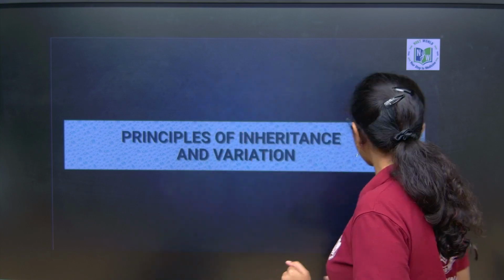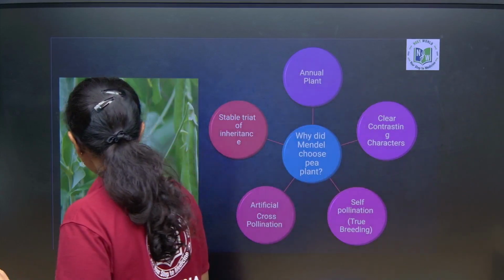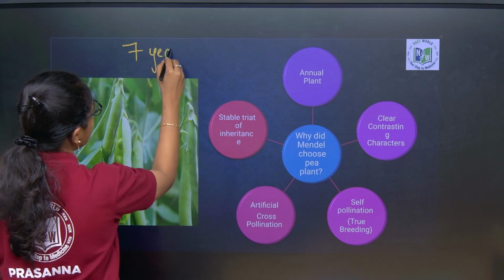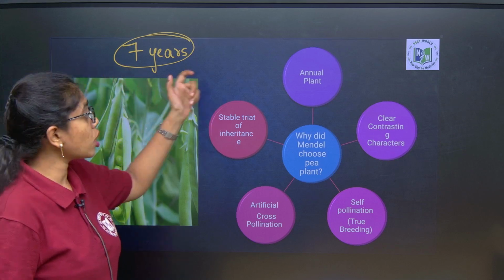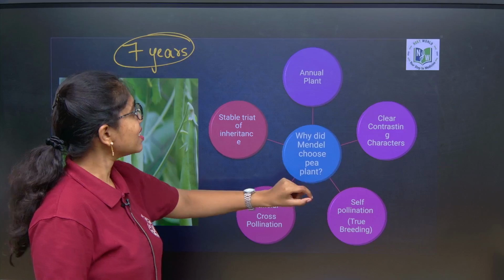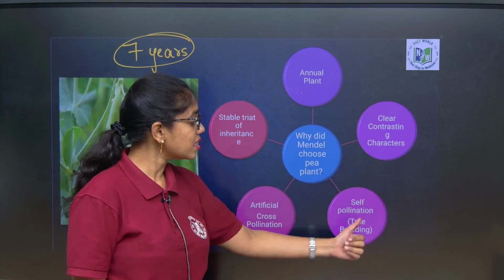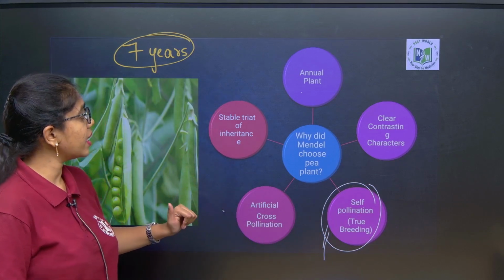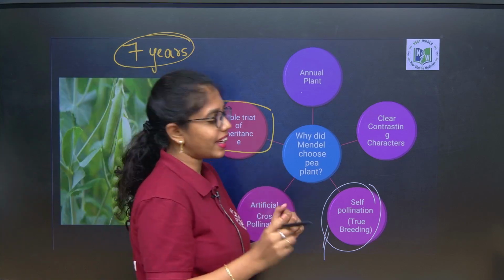Stay tuned. So yes, when it comes to the model organism, that is Pisum sativum, on which Mendel has worked for around 7 years. This has been taken as a model organism because it is an annual plant and it can show clear contrasting characters, it can easily go through self-pollination, cross-pollination can be easily conducted, and this shows stable traits of inheritance.